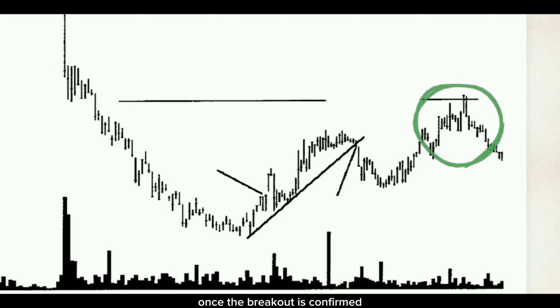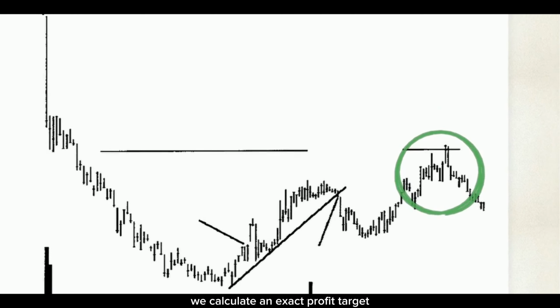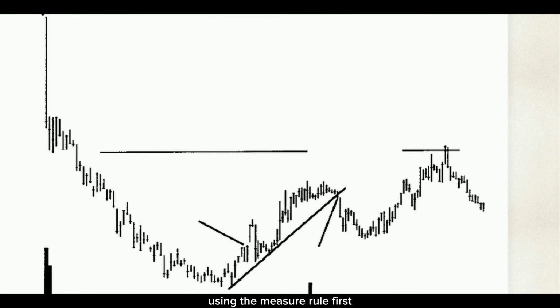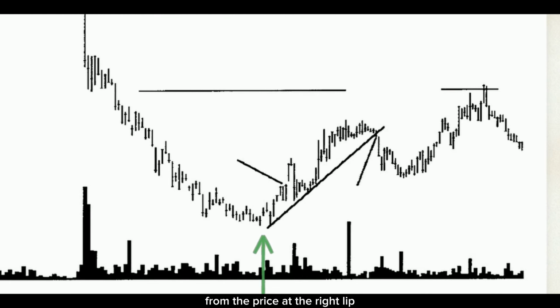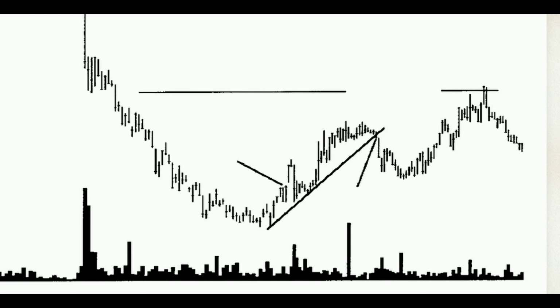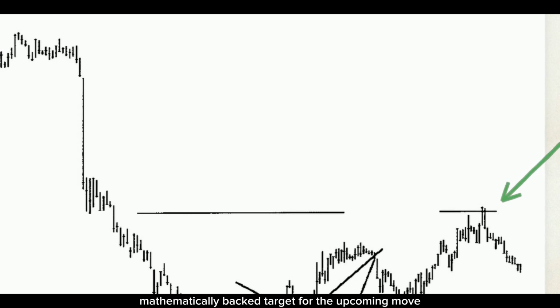Once the breakout is confirmed, we calculate an exact profit target using the measure rule. First, identify the formation's overall height by subtracting the lowest price at the bottom of the bull from the price at the right lip. Next, add that calculated height directly to the breakout price at the right lip. This establishes a precise, mathematically backed target for the upcoming move.